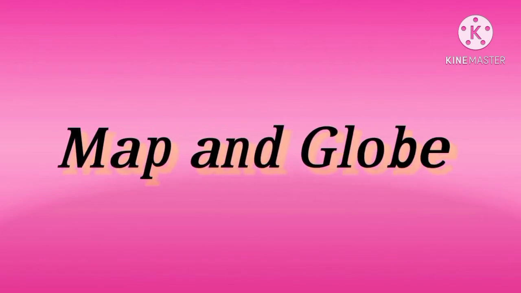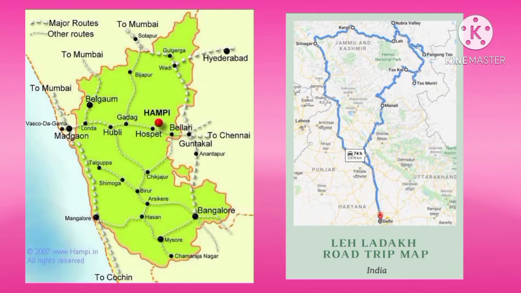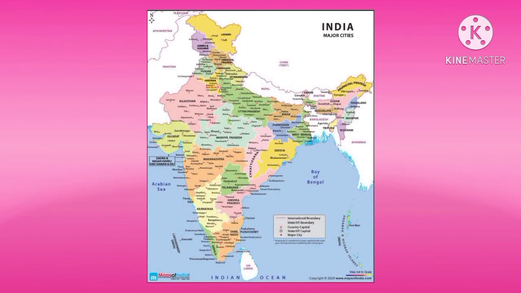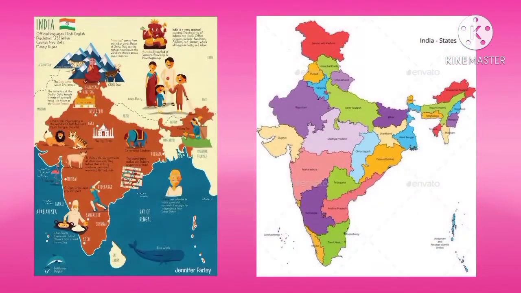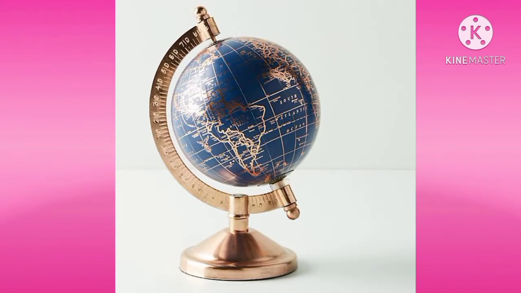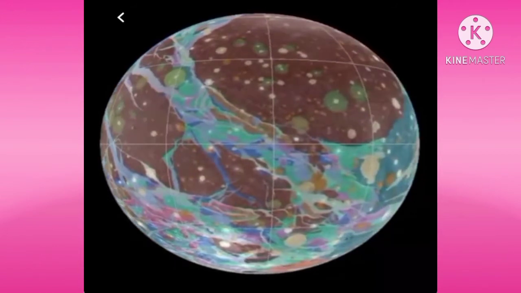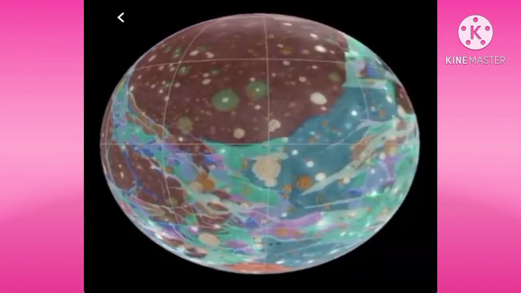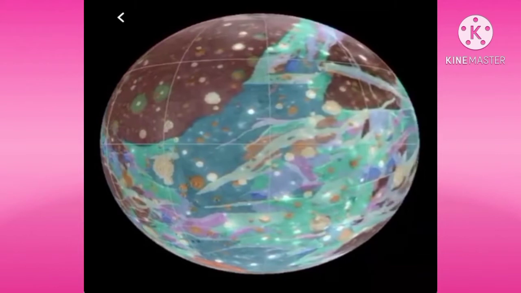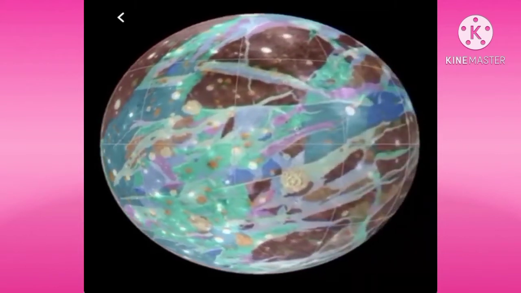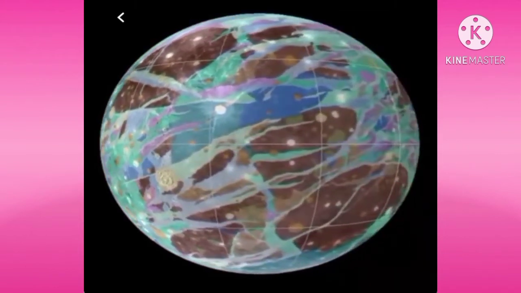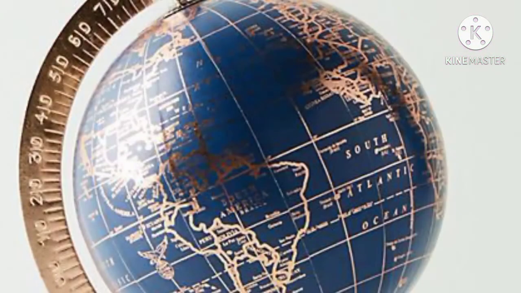Similarly is the case, children, with the map and globe. A map will give you every single detail about particular things and places. But the globe is just a miniature model of the earth. यह अर्थ का एक तरह का छोटा सा मॉडल है. It will give you the idea about the place where it is located. It will not give you detail about everything.